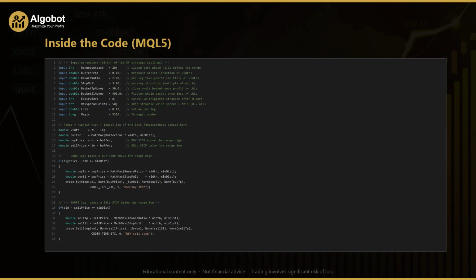In the long block, if the buy price sits a valid distance above the current ask, the strategy calculates a take profit above and a stop loss below, then calls trade.buyStop to place the order. The short block is the mirror image. If the sell price sits a valid distance below the current bid, it calculates a take profit below and a stop loss above, then calls trade.sellStop.